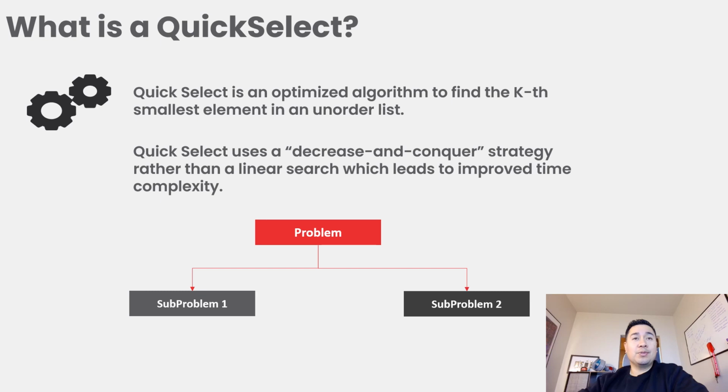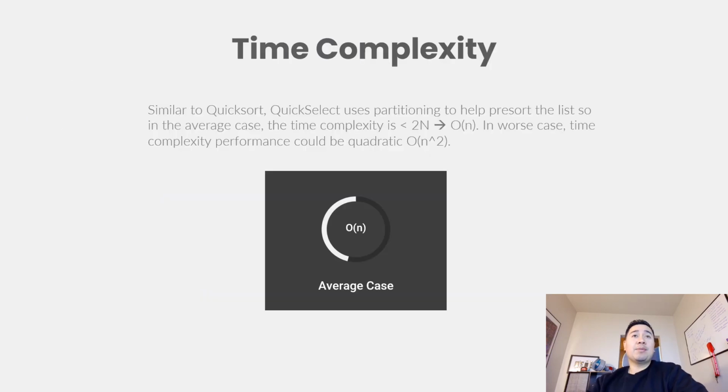Going into the next slide. Time complexity. Similar to quicksort, QuickSelect uses partitioning to help pre-sort the lists. In the average case, the time complexity could be about 2n or just less than 2n, which from a big O notation standpoint would be O(n), and this is the average scenario.